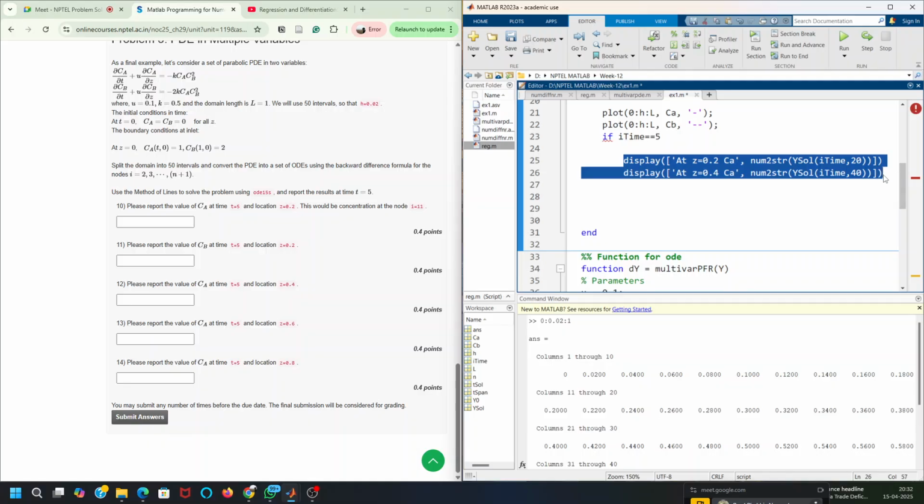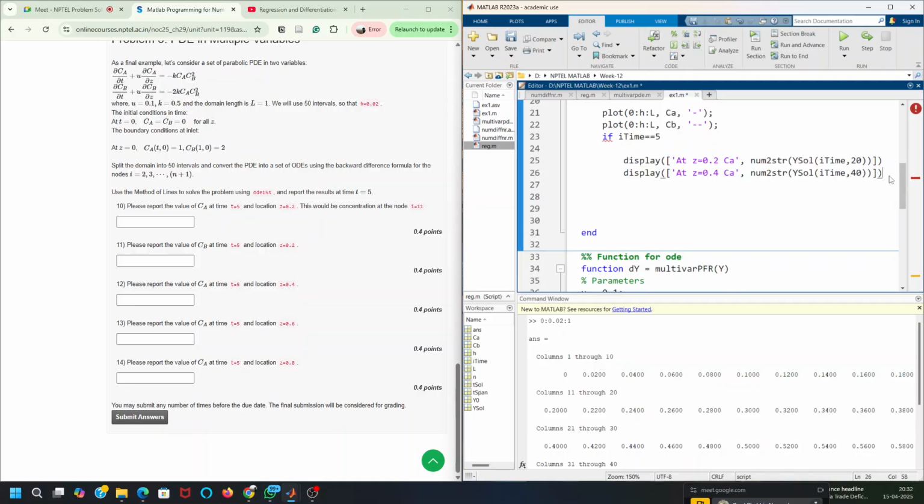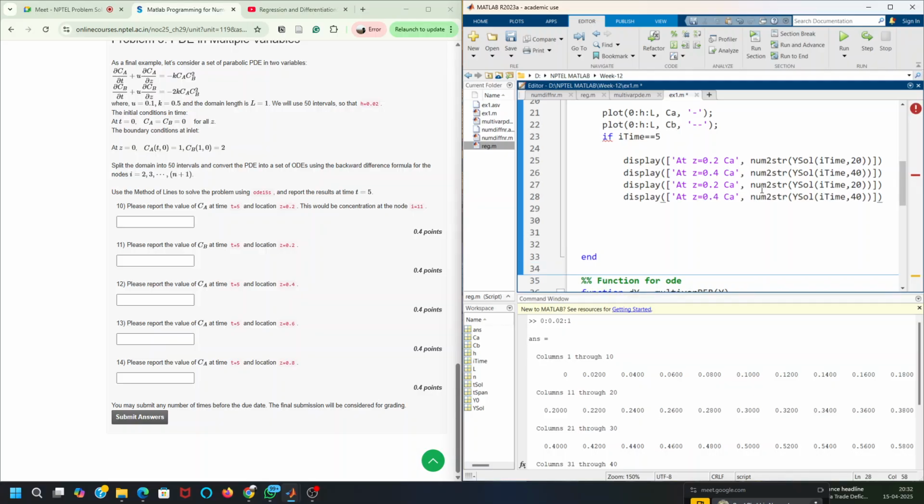So first I'll write print all the CA values. I want 0.6, so this is 0.6, and this is another 60. So in this solution vector, the 20th element will have the value of CA at 0.2. So like that we have to do.